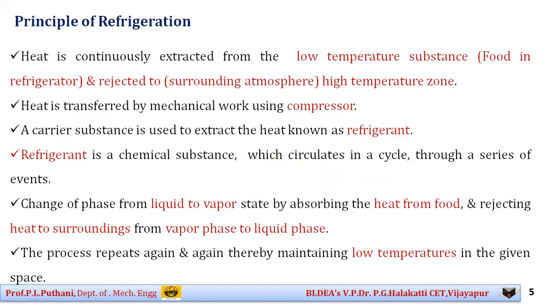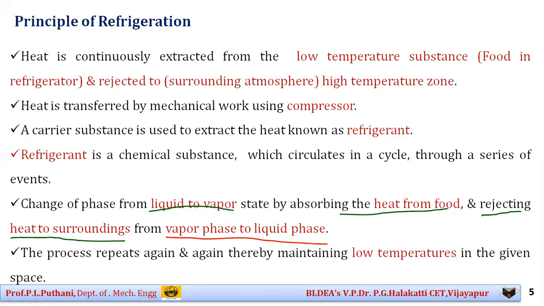Similarly here, students, when the refrigerant passes around the food items present in the refrigerator, it absorbs the heat from those food materials and gets converted from liquid to vapor phase. It goes behind the refrigerator, and there it rejects the heat to the surroundings. Once it gives back its heat to the surroundings, the vapor refrigerant condenses and reaches back to the liquid phase, and this cycle goes on continuously.